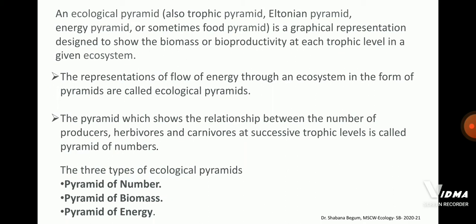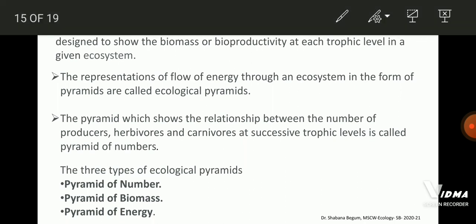These are also called trophic pyramids, Eltonian pyramids, energy pyramids or sometimes food pyramids. It's a graphical representation designed to show the biomass at each trophic level in a given ecosystem. The representations of flow of energy through an ecosystem in the form of pyramids are called energy pyramids. The pyramid which shows the relationship between the number of producers, herbivores and carnivores at successive trophic levels is called the pyramid of numbers.